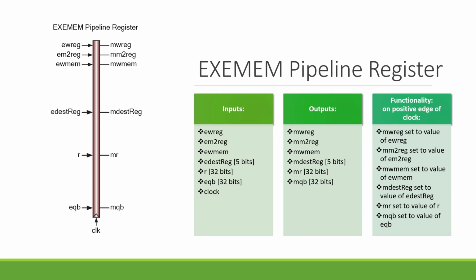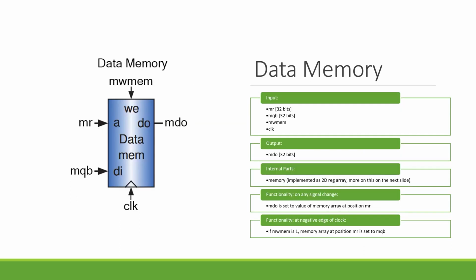Next, we have our EXE-MEM pipeline register. This here, you've made 2 of these modules before. On the positive edge of the clock, you set the outputs to the inputs. This should be fairly self-explanatory. Next, we have our data memory. The inputs for this are going to be MR, MQB, both of these are 32 bits wide, MWMEM, and clock, these last 2 being 1 bit wide.